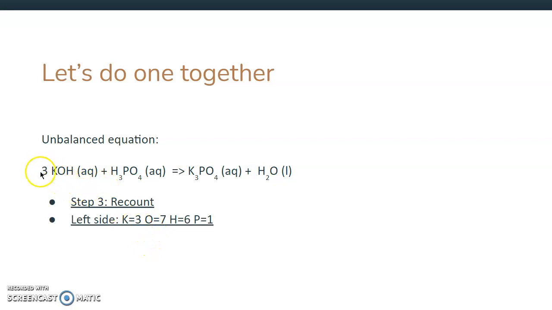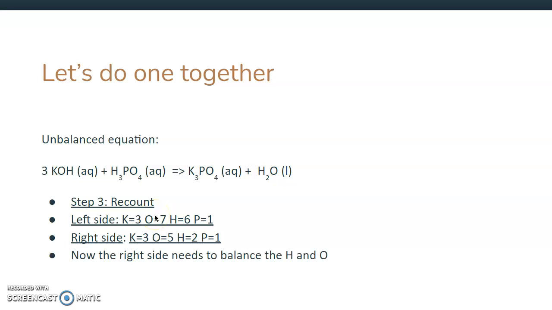By placing a 3 in front, it changes our number of H's and our number of O's. So when we count the left side, we now have 3 K's and 3 K's, but we changed our oxygen number and our hydrogen number. So let's look at what we need. We need the right side to have more oxygen and more hydrogen. Luckily we have a compound that has both of those. We have a compound that has hydrogen and oxygen in it.